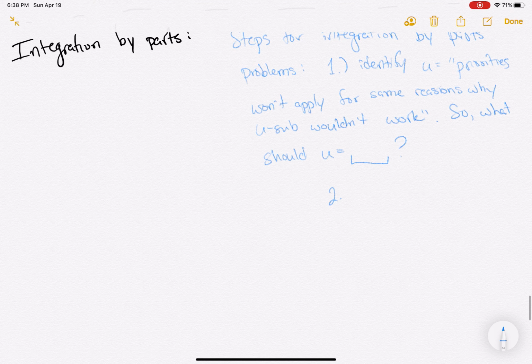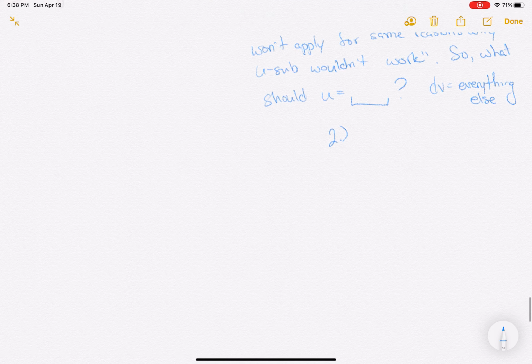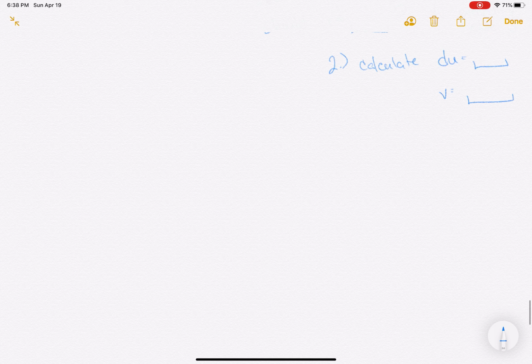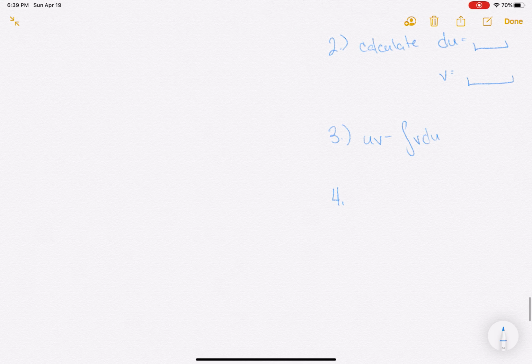Step 2 is I guess dv equals everything else. Step 2 is to actually calculate du equals and v equals. And then step 3 is to write down this uv minus integral v du. And then step 4 was actually solve it. Solve the last integral.